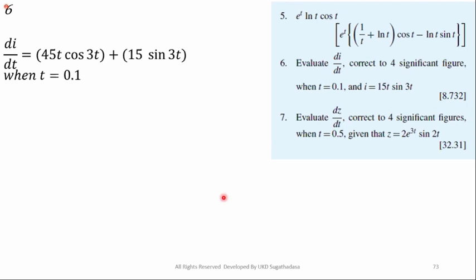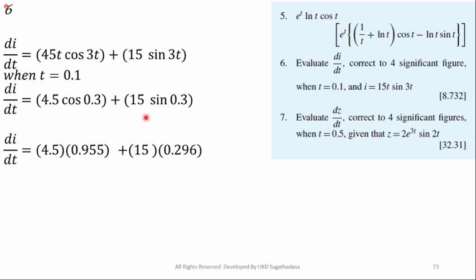Then we calculate when t equals 0.1. 45t becomes 4.5, cos 0.3. Remember, you have to use the calculator in radian measure, with radian active, not degree. So when you use the calculator, change the mode from degree to radian.